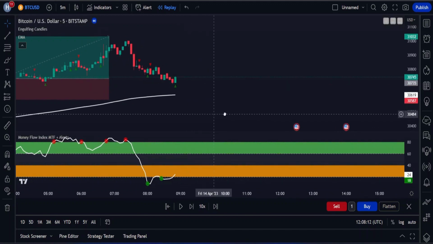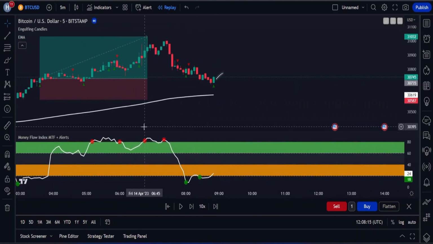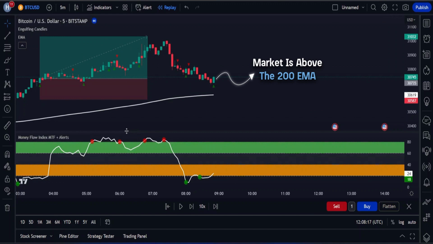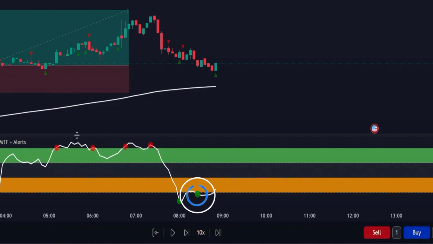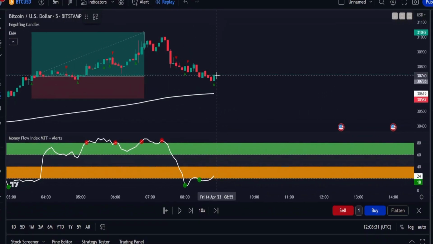Here's another example of a buy trade. We can see the market is above the EMA, which means we have got bullish trend in the market. After that, we got a green circle from the money flow index indicator, which means the market is oversold. And finally, we got a bullish engulfing candle signal. So we can open a buy position here.